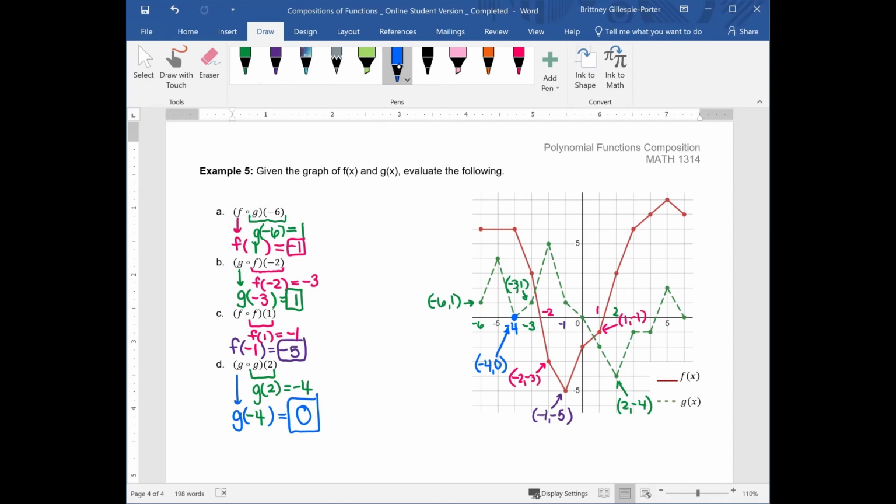The really confusing part of this is remembering which graph you need to go to. So make sure that you are paying attention and that you use the f graph when it asks for f of a number and the g graph when it asks for g of a number.